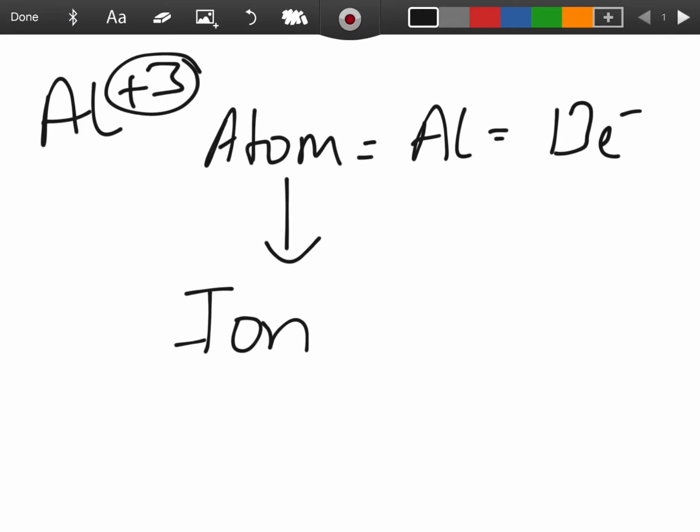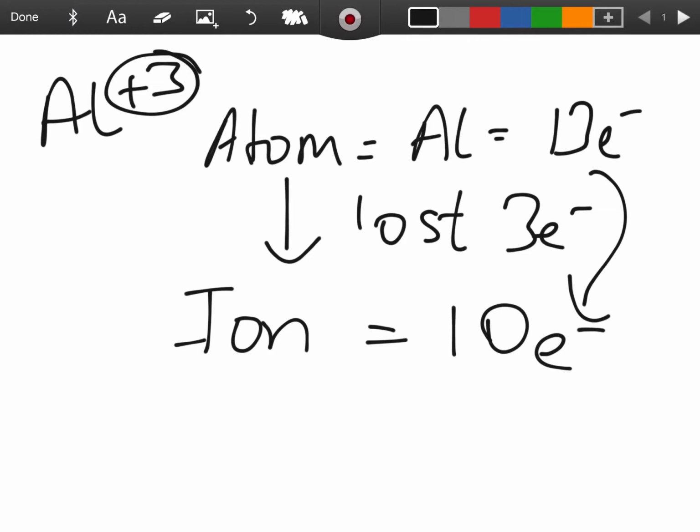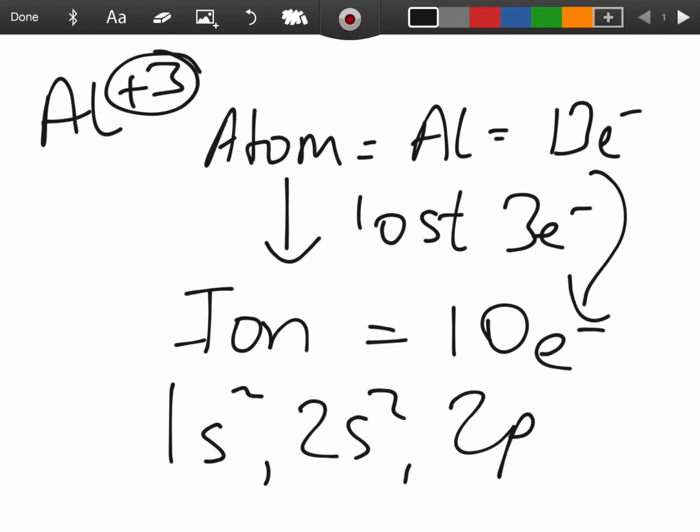Now say to yourself, what has happened to the atom to form this aluminium plus 3 ion? Well, if it's a plus 3 ion, the atom has lost 3 electrons. So now the ion must have 10 electrons. The atom had 13, to make the ion it lost 3, and now the ion has 10 electrons. Then you just write the electron configuration for 10 electrons, okay? So that would be the configuration for the aluminium ion, all right?